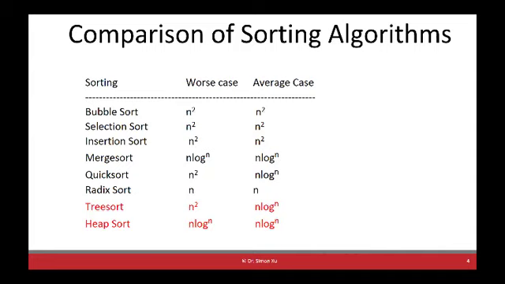The tree sort and heap sort, we are going to learn in course 207. They have time complexity in the average case of big O n log n, but in the worst case, the tree sort is n squared and heap sort is n log n.